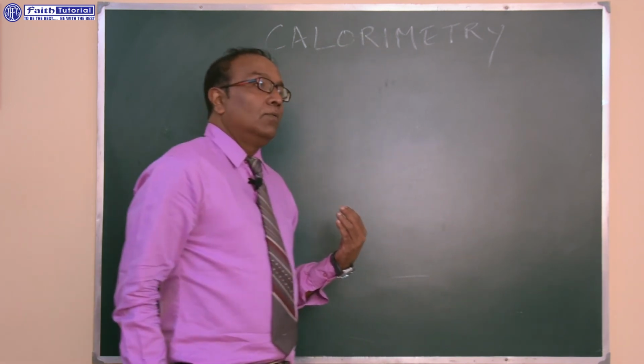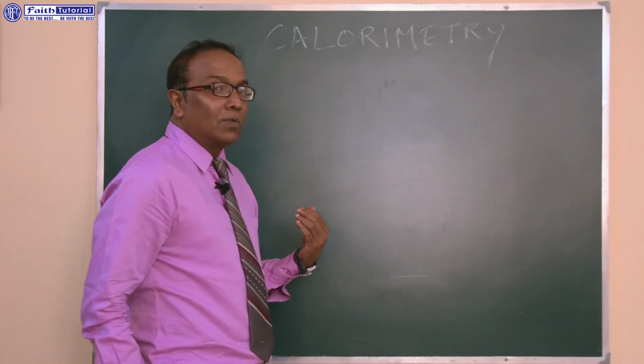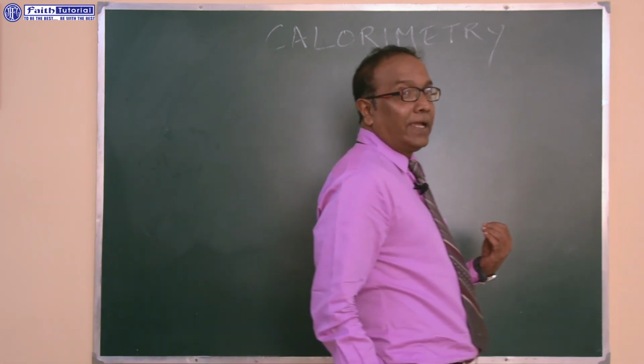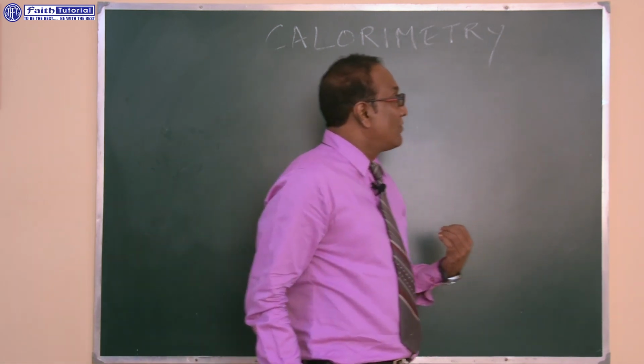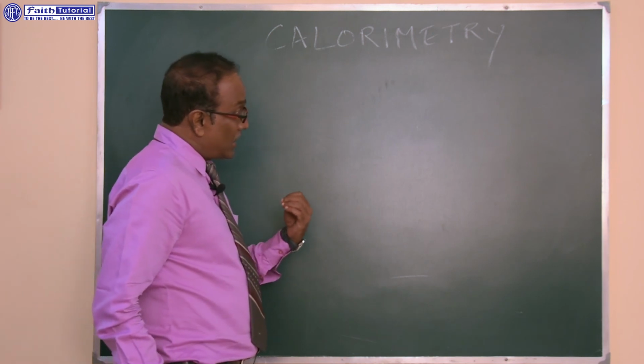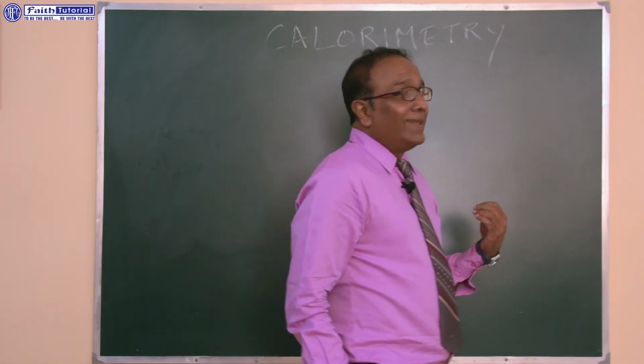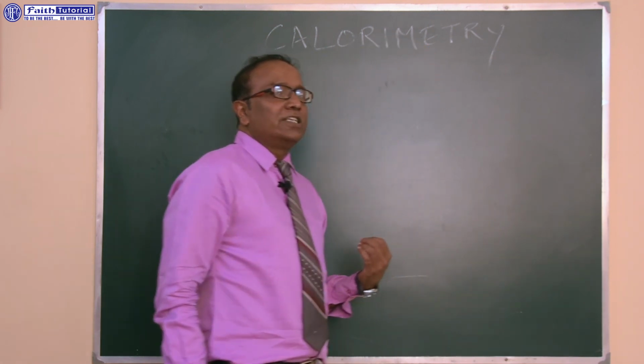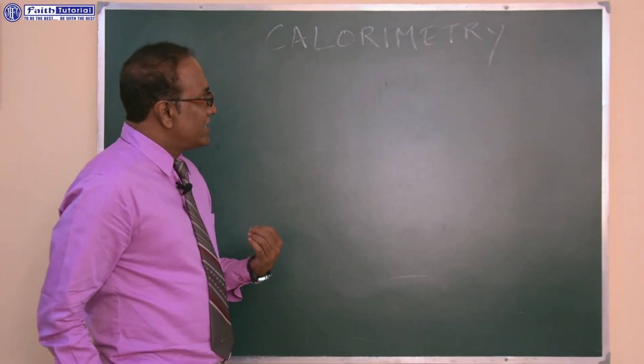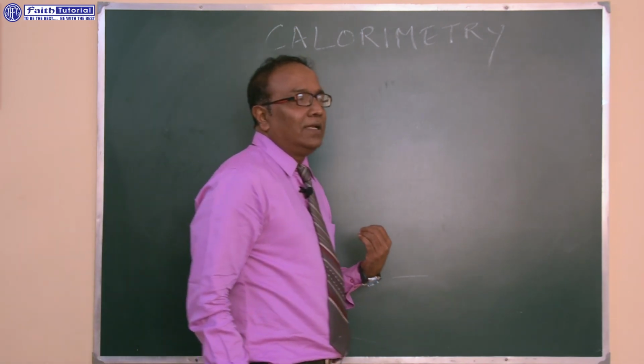And when 100 degree centigrade water converts to 100 degree centigrade steam, that is m into L again, where you have to use the latent heat of vaporization of water. So remember, when there is a change in state, there is no change in temperature. When there is a change in temperature, the formula is m into c into theta.